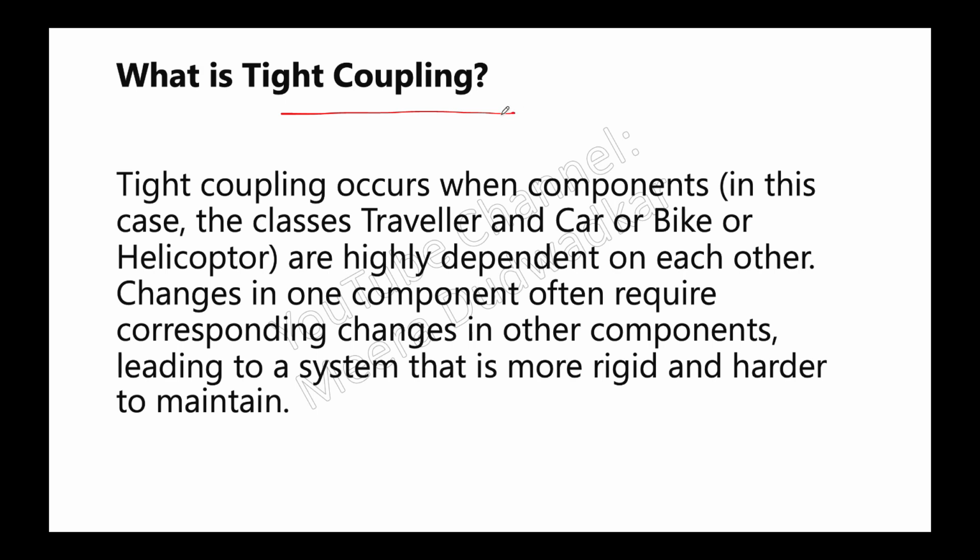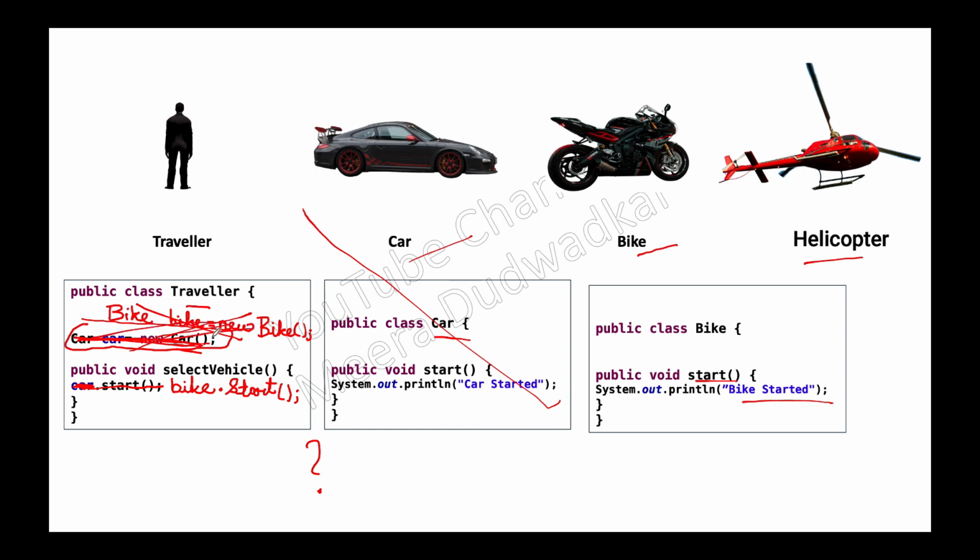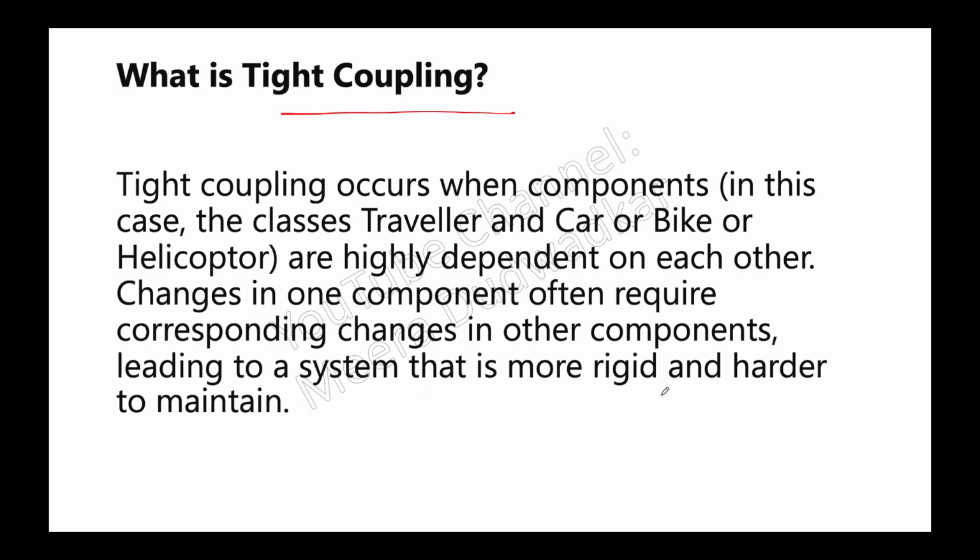So what is the solution? I don't want to create any object inside the traveler class, or I don't want to mention any class name because that creates dependency. But I want to give a call to the method of car, bike or any vehicle the traveler selects. How do I do that? How do I call a method without creating an object of that class? How do I get rid of tight coupling?